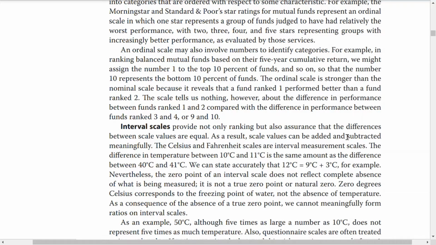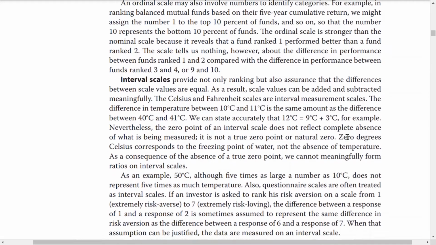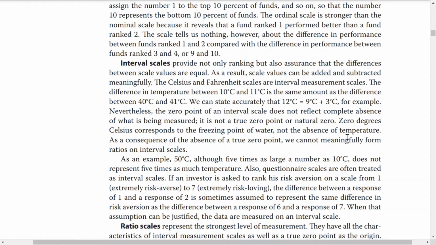Interval scales provide not only ranking but also assurance that the differences between the scale values are equal. As a result, scale values can be added and subtracted meaningfully. The Celsius and Fahrenheit scales are interval measurement scales. The difference in temperature between 10 degrees Celsius and 11 degrees Celsius is the same amount as the difference between 40 degrees Celsius and 41 degrees Celsius. We could then state accurately that 12 degrees Celsius equals 9 plus 3 degrees Celsius.